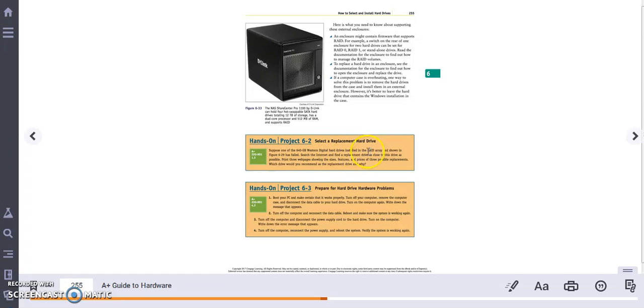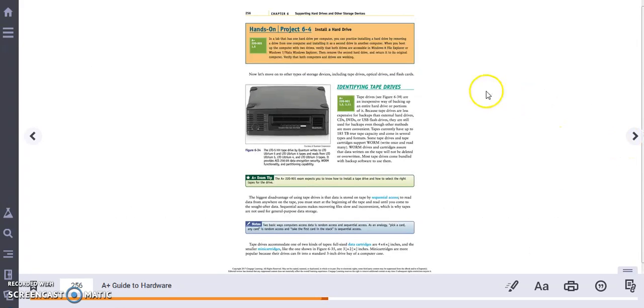Hands-on Project 6-2, select a replacement hard drive. And then Hands-on Project 6-3, prepare for hard drive hardware problems. You can write about this. You don't necessarily have to execute the steps in real life. Again, if you have any questions before you do these, please email me beforehand and I'll do my best to help. And then 6-4, installing a hard drive. Again, email me if you're having resource issues or questions.